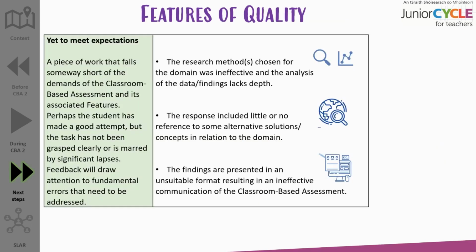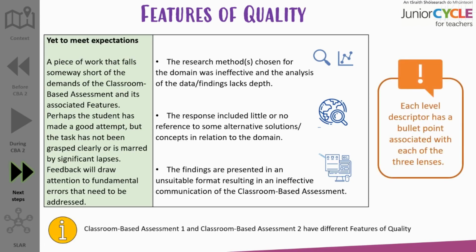This is a graphic of the yet to meet expectations features of quality for CBA2. What you can see here is an outline of what a student's work would look like to achieve this descriptor level. It is important to note that there are 3 bullet points within each descriptor level. They directly apply to the 3 lenses that the students would have been engaging with. Each level descriptor has a bullet point associated with each of these lenses. Research and analysis, exploring concepts, and graphical presentation.